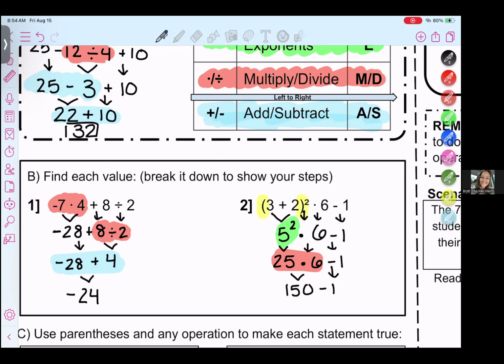I don't see any more multiplication and division, which brings us to our last step, addition and subtraction. I don't see addition, but I do see subtraction. We have 150 minus 1, which gives us 149. So that would be how you would do those 2 problems.